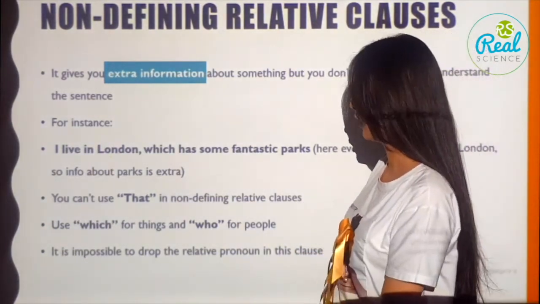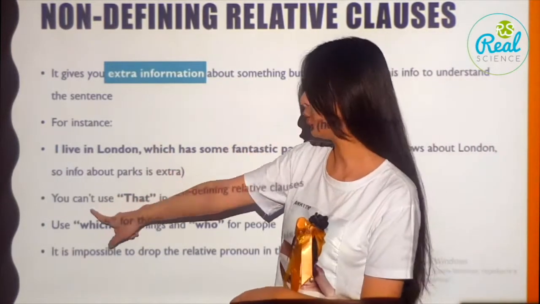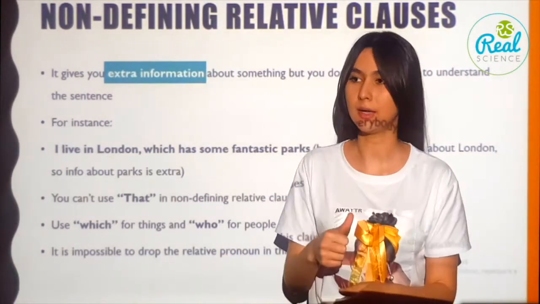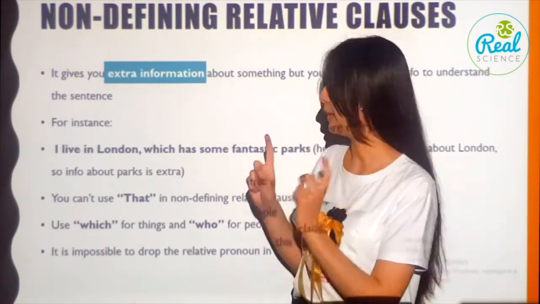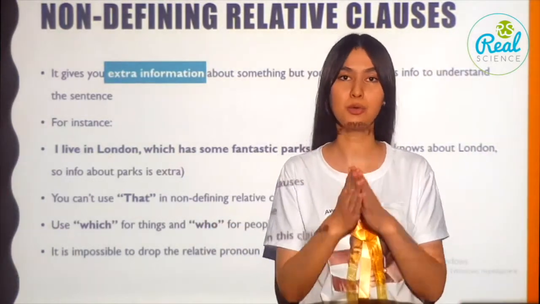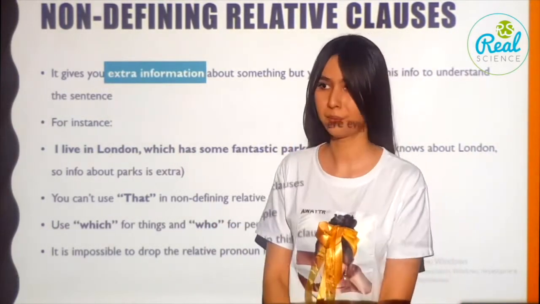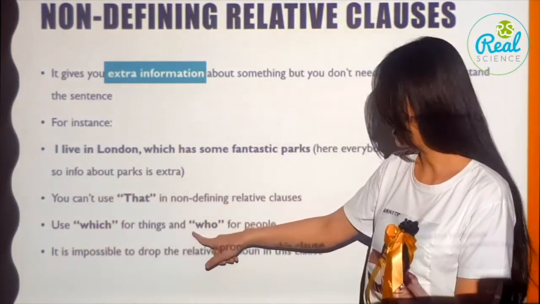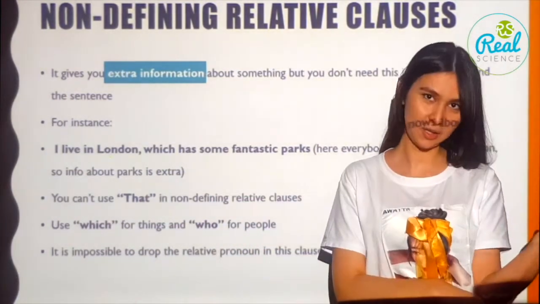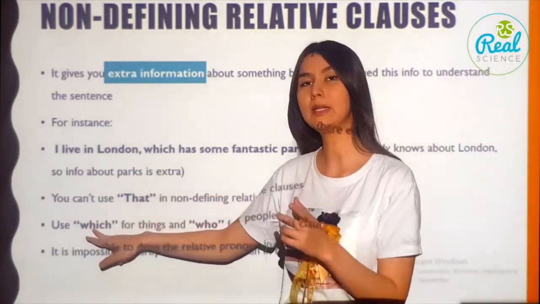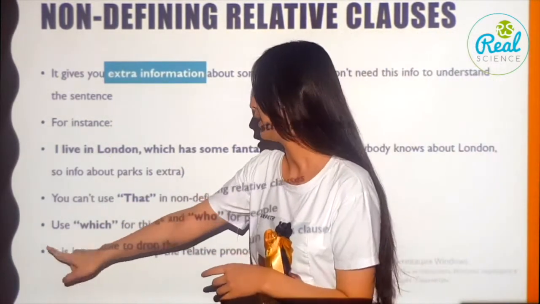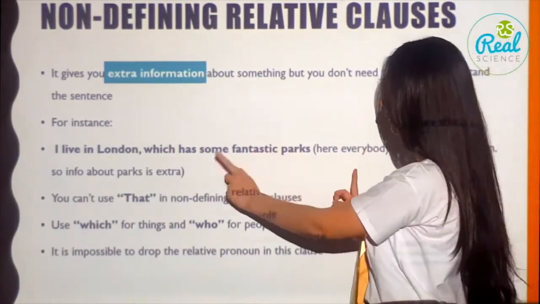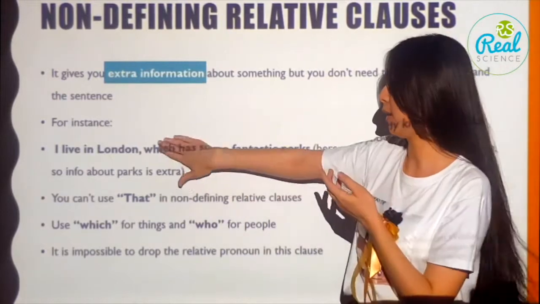Okay. So next one. You cannot use that in non-defining relative clauses. Guys, in the previous ones, we could use that in the defining relative clauses. But in non-defining relative clauses, you are not allowed to use that. Just exclude that, okay? Now you will see why. Use which for things and who for people, as we talked about in the previous one. And next, it is impossible to drop the relative pronoun in these clauses.